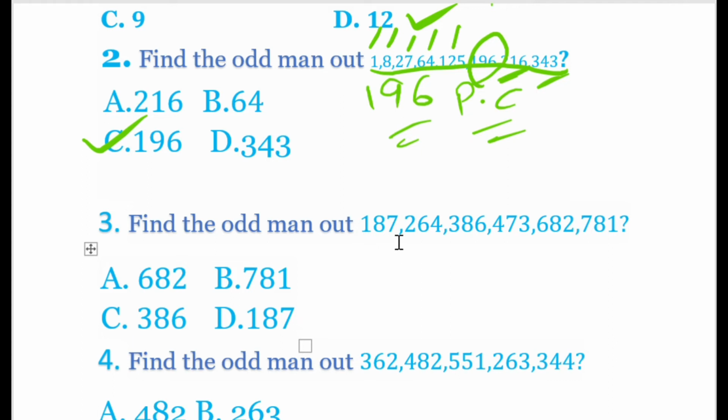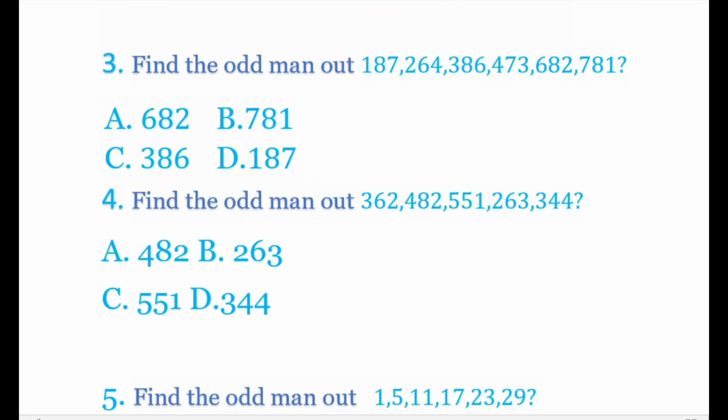So how did you get it? In 187, if you add the adjacent numbers 1 and 7, you get the middle number 8. If you add the adjacent numbers 2 and 4, you get 6. But if you add 3 and 6, you do not get the middle number. So the odd man out is 386. The answer for the third one is 386.